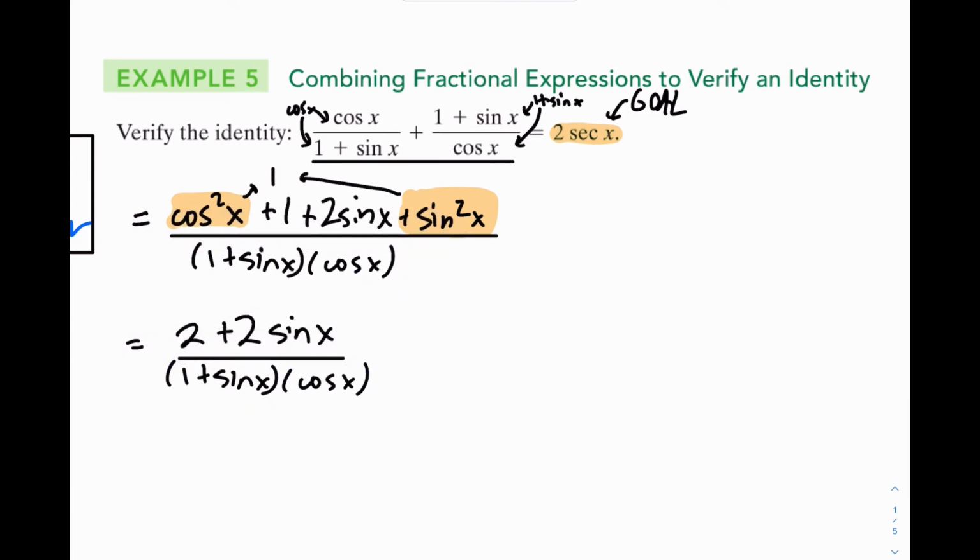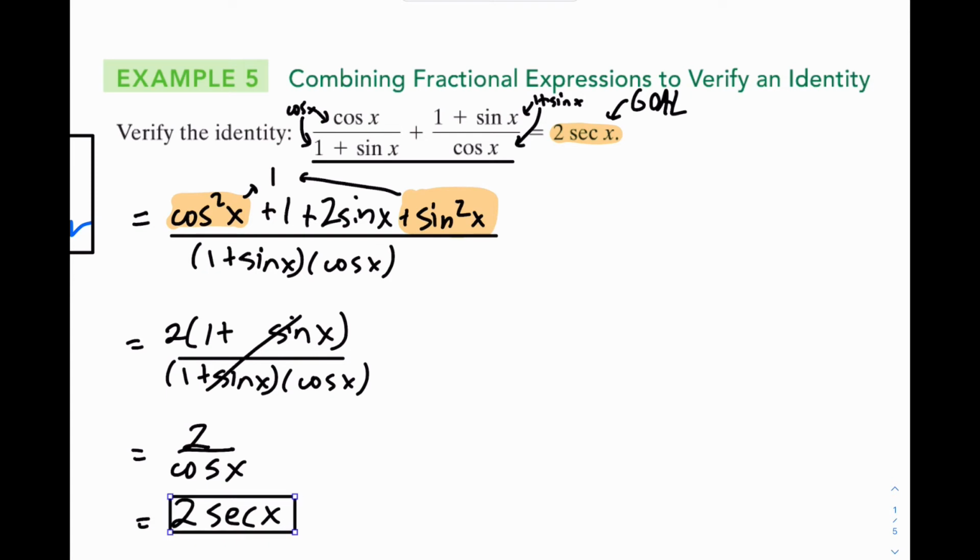And then let's actually factor this. So it's 2 times 1 plus sine x, cancel. And now our answer is coming together. That would be 2 secant x. Done.